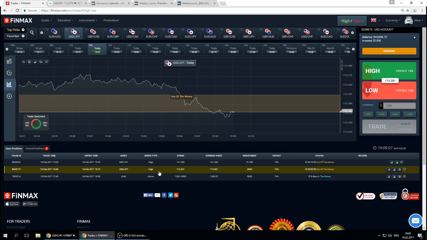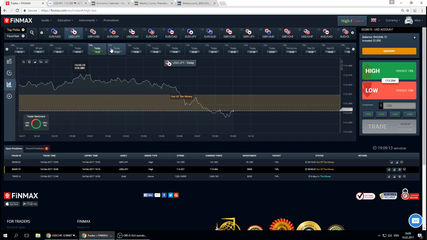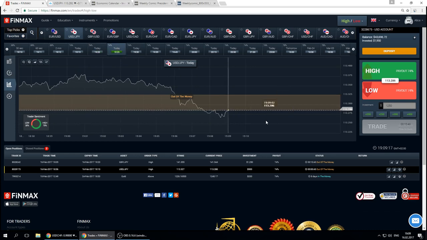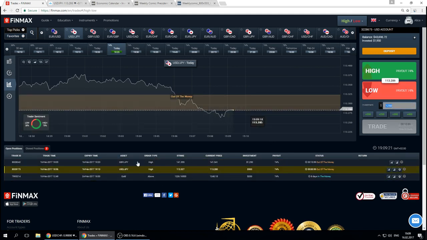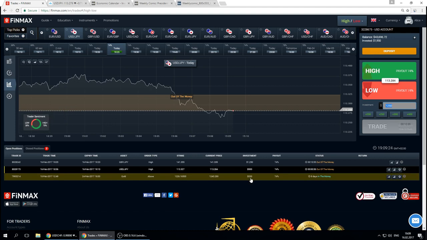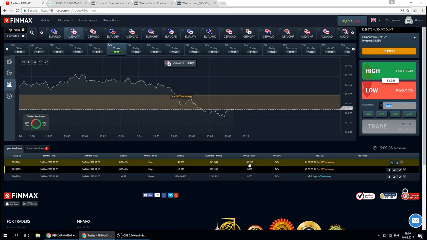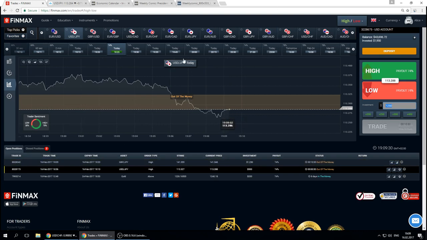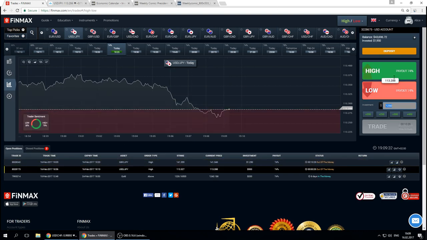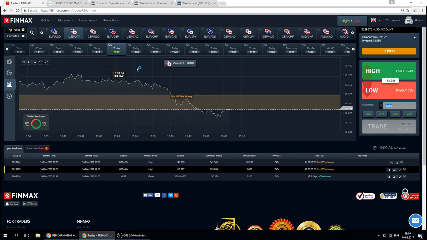So this one is going to expire at 10 past 7. So the next one should expire at 25 minutes. The same amount. So you see that the first is 200, second 500, third 1250. Okay, let's wait till the trade gets closed.